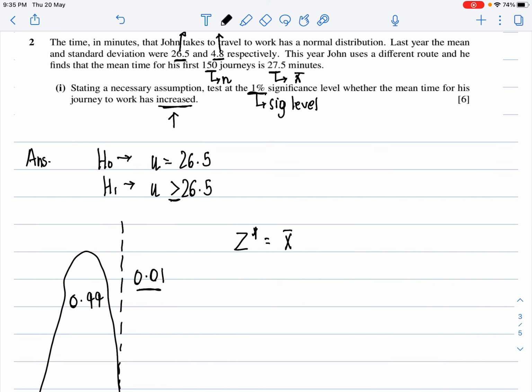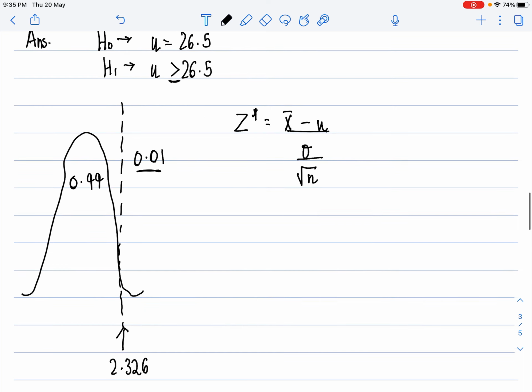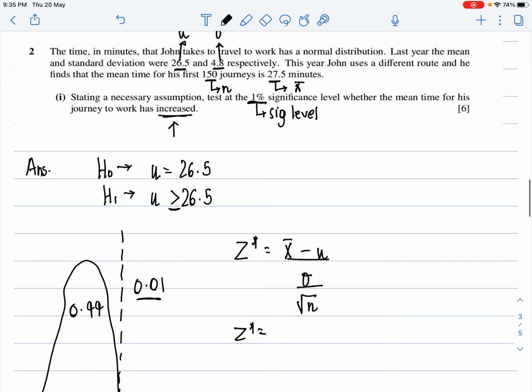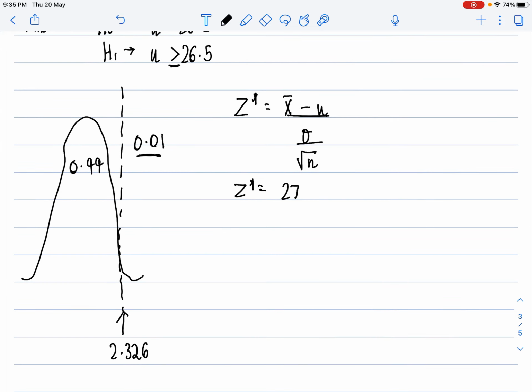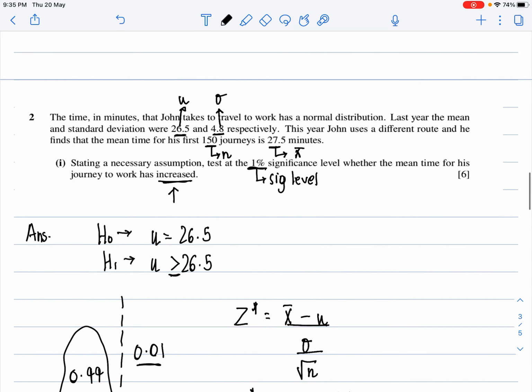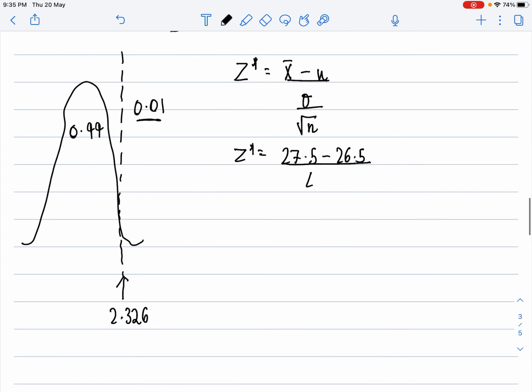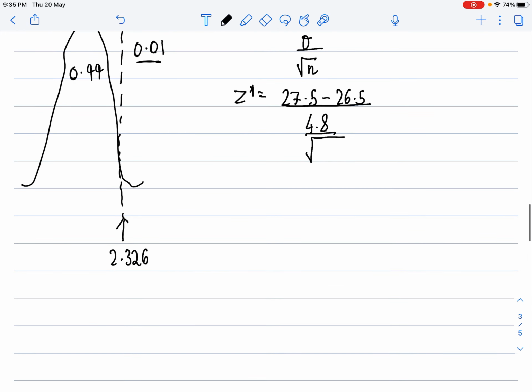Now I need to find my z statistic value, which has a formula of the test value minus the mean over the standard deviation over root n. So my z star value is the test value, which I know is 27.5, minus the mean, which is 26.5, over the standard deviation, which I know is 4.8, over root of the number of journeys I took, which is 150.